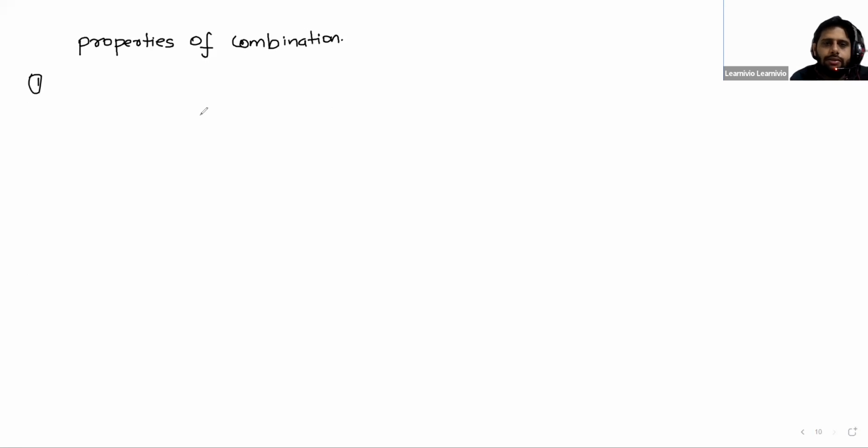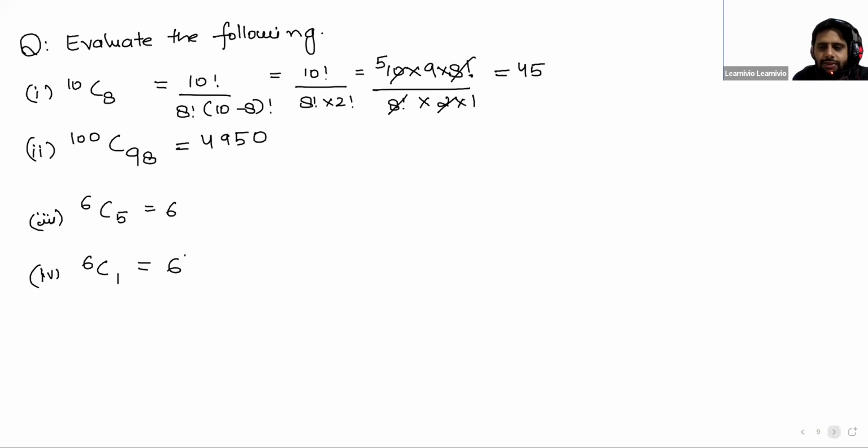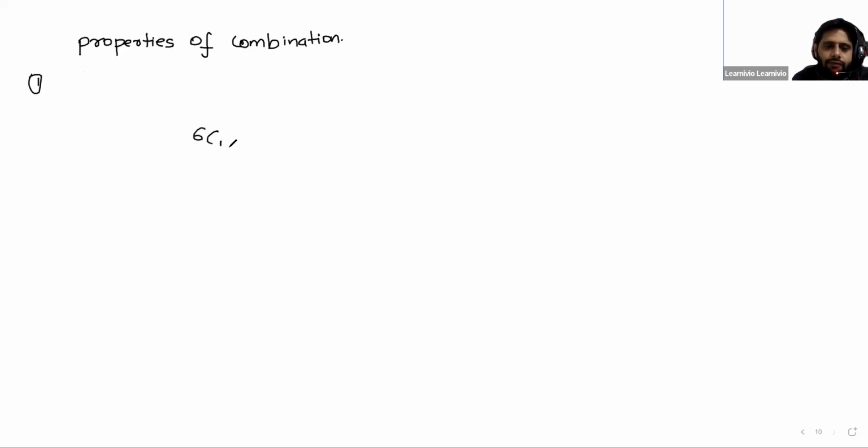First property, we will take an example. In the previous case, 6c5 is equal to 6 and 6c1 is also equal to 6. Both the values are the same. So we can say that nCr is equal to nC(n minus r). Please check here. 6c5 is equal to 6. 6c1 is also equal to 6.